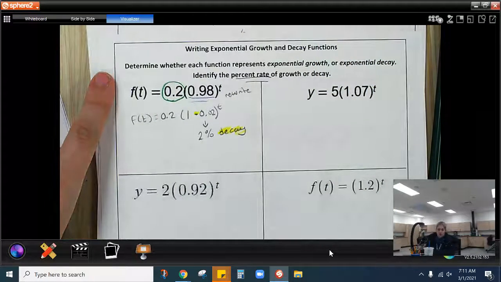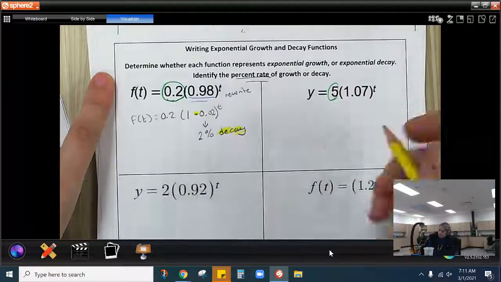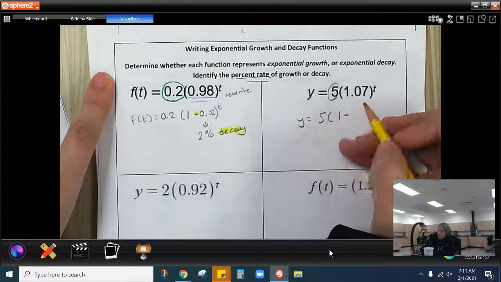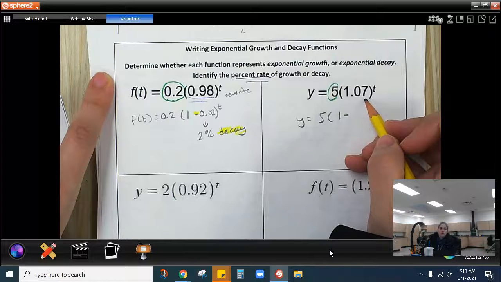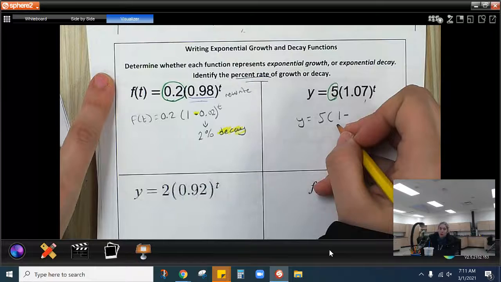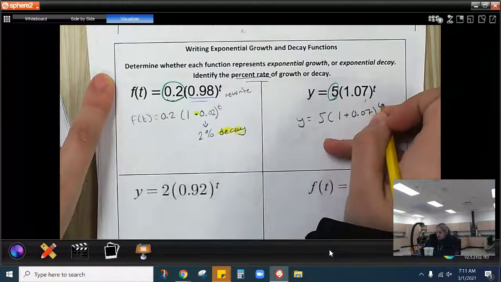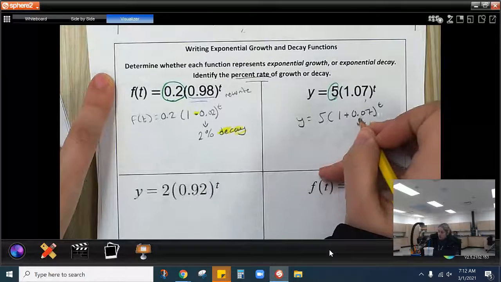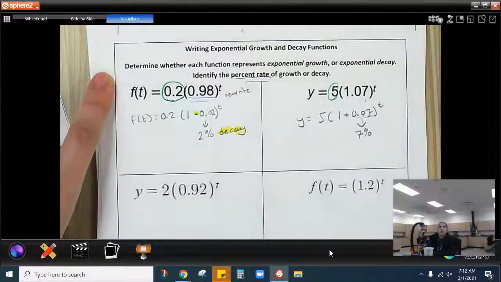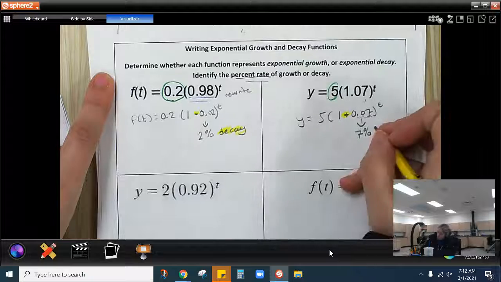I think the growth ones are easier to see personally, because here we know our initial amount is 5. And when I go to rewrite it, I get y equals 5. And then I have to ask myself, well, am I adding or subtracting to get to 1.07? I have to add, right? Because if you start with 1 to get to 1.07, I have to add 0.07 to the t. Well, what percent is that? If I move my decimal twice, I get 7%. And again, because it's got this plus here, this is a growth.